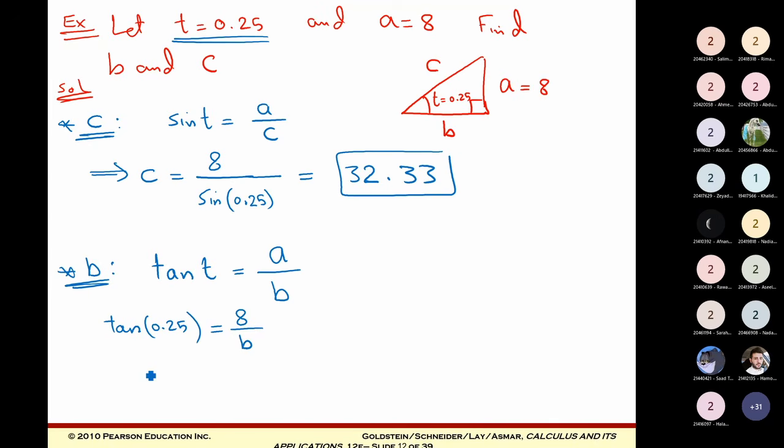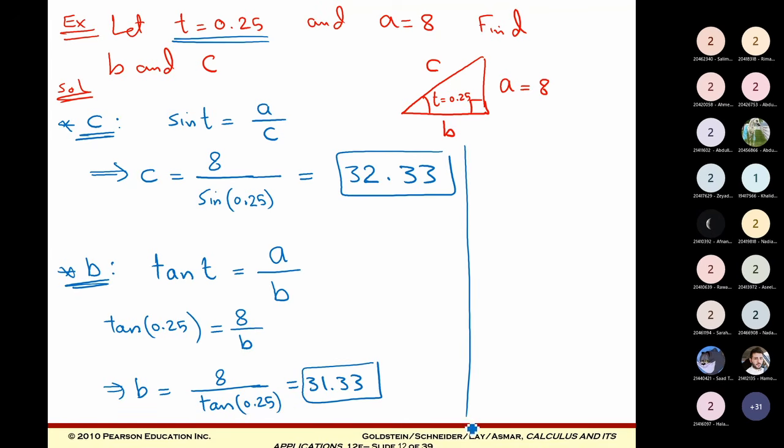So the value of B equals 8 over tan 0.25. This equals what? We can also use Pythagoras. No problem. Okay. This is equal to 31.33.